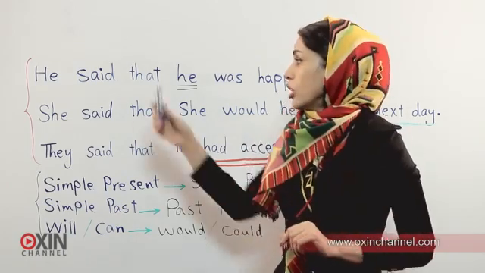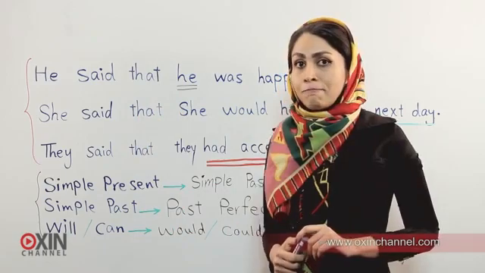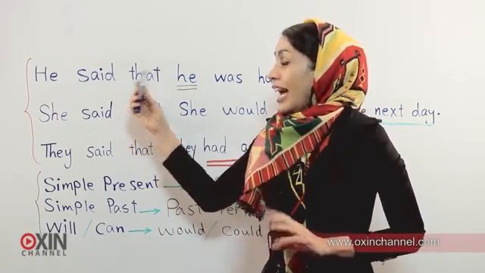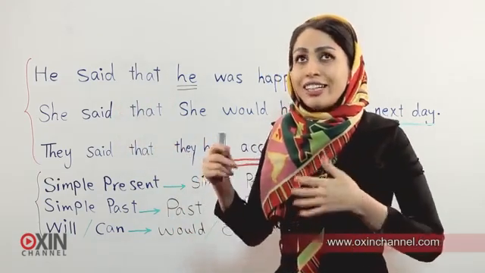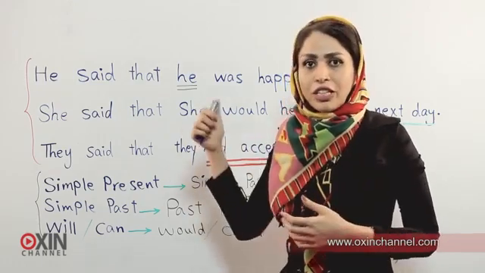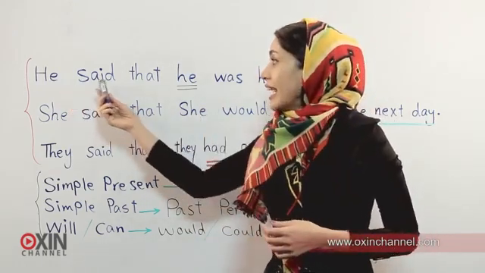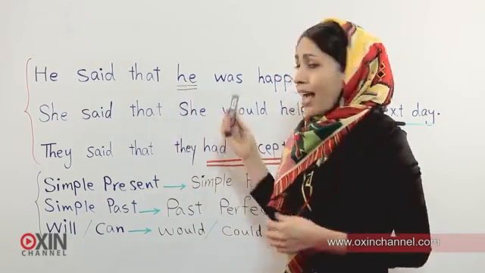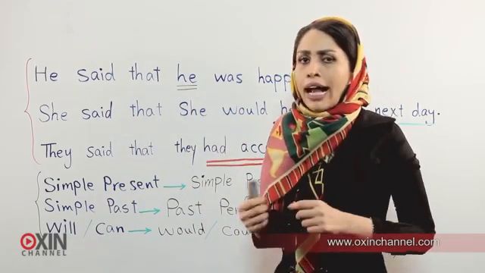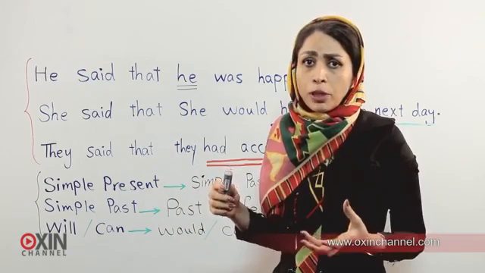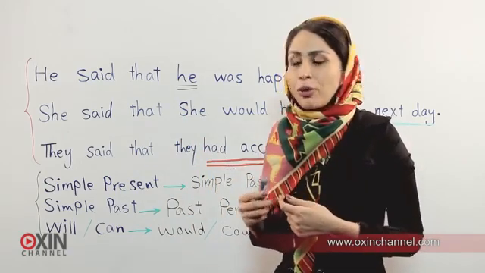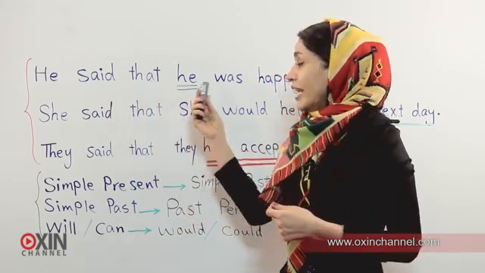So, let's start to read the sentences. Let's start to make the direct speech of the sentences. He said, "I am happy." So, according to the subject pronoun, you should change the subject pronoun. He said that he was happy.